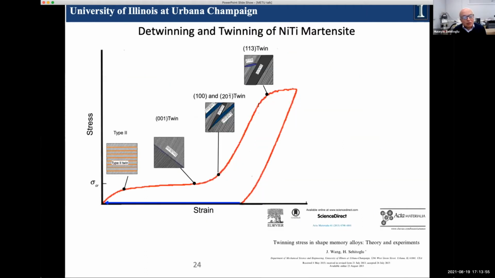Now, I just want to mention that everything I talked about there is type 2 twin boundary. So in these materials, you could get higher order twins. These are developing at higher stresses. So this is 001 plane, this is 201, this is 113 twin. So, different twin planes can be activated. We discussed this in this paper and in other papers too.